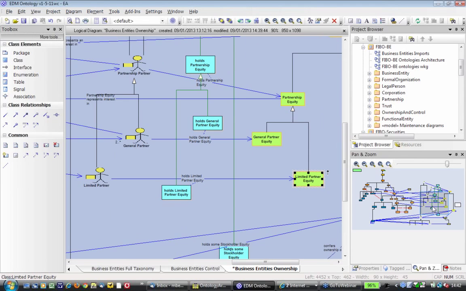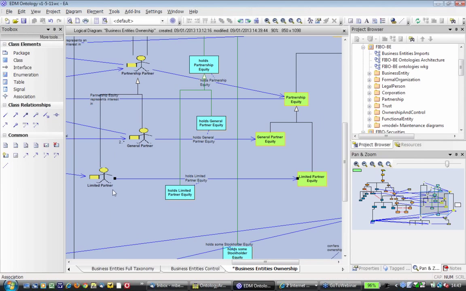But we have the general partner. If a partnership has a general partner, the general partner holds the general partner equity, as we talked about. A limited partner holds limited partner equity. And now we can start to add some facts around those. But I think there was an interesting point there.